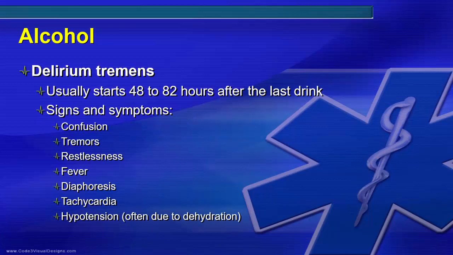Delirium tremens usually starts 48 to 82 hours after the last drink. And the signs and symptoms: confusion, tremors, restlessness, fever, diaphoresis, tachycardia, hypotension, hallucinations, extreme responsiveness to external stimuli, and decreased cognitive function to the point where they don't even recognize where they're at.